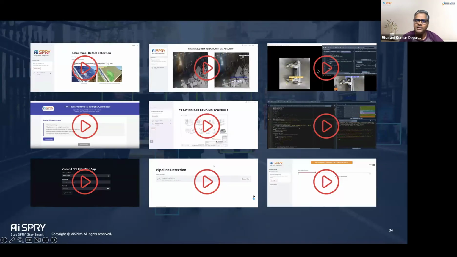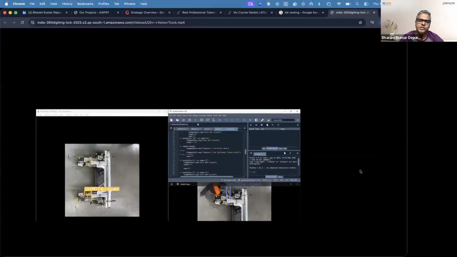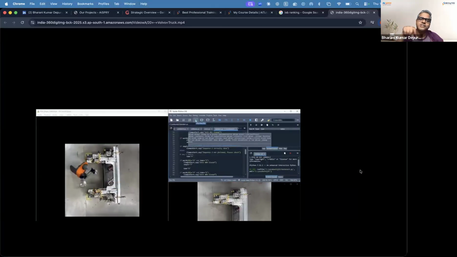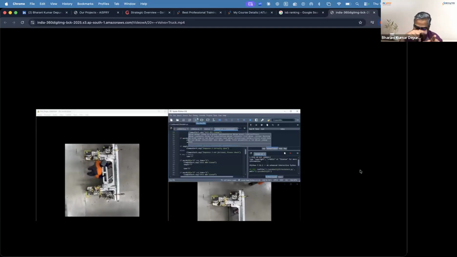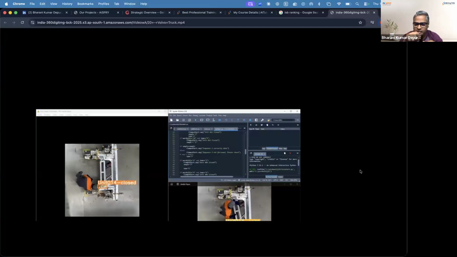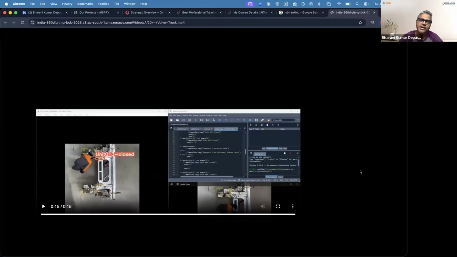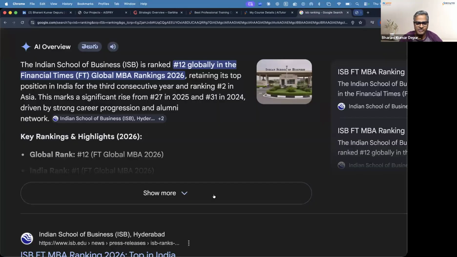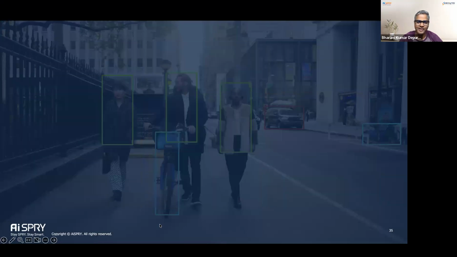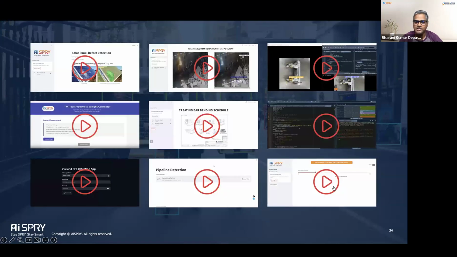Okay. Then we also built a solution where the manufacturing and assembling process itself is automatically monitored. If someone is doing a wrong clamping, then immediately the solution will raise an alarm saying that something is incorrect. Siemens also is our client. That's one of our clients.